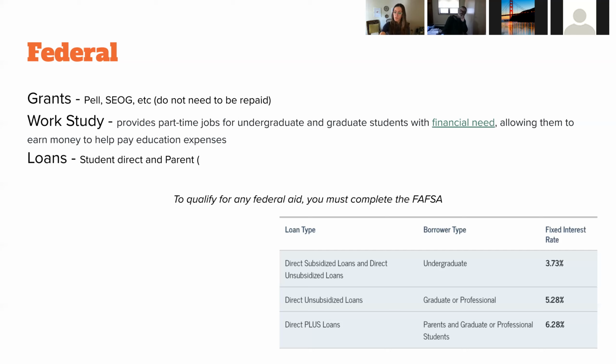So the student loans are either subsidized or unsubsidized. Subsidized means that interest does not accrue while the student is in school. Unsubsidized means interest does accrue while the student is in school, but neither has to be repaid until the student graduates and after the grace period. And so those right now are 3.73% interest, and then loans that are given directly to the parents to pay for the cost of tuition, up to the full cost of attendance actually, are at 6.28%. Graduate and professional loans are at 5.28%.